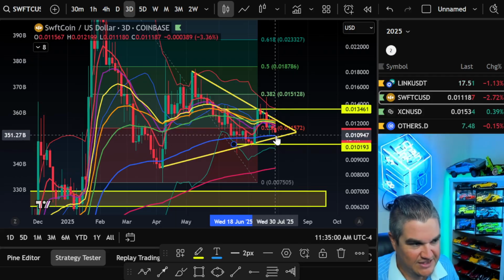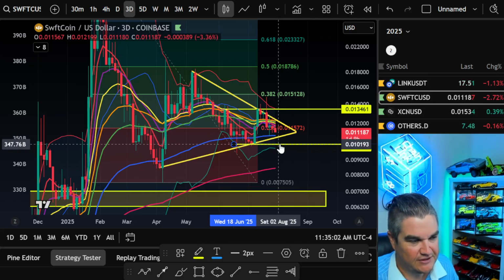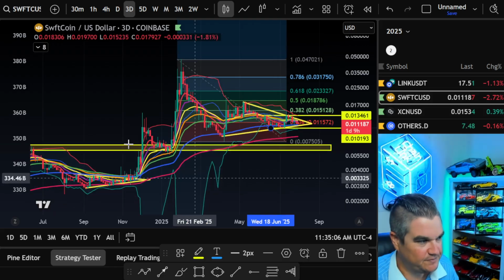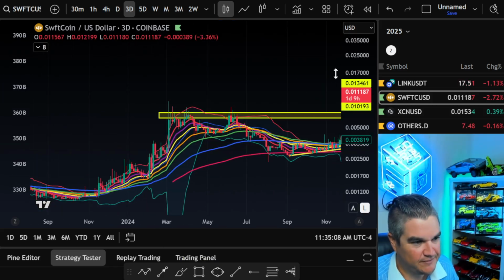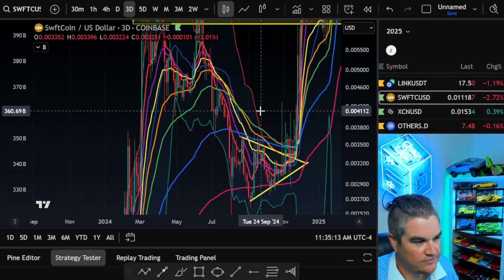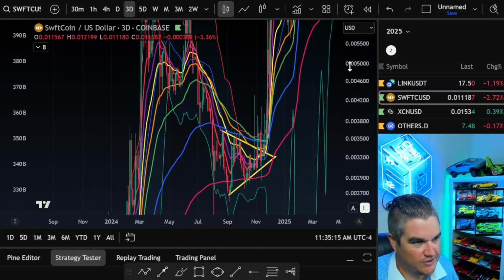But again, I wouldn't be surprised if we see some kind of a little move here. Might not be too bad. Now, if we go look at last time, we see a similar kind of vibe here, where the Bollinger Bands start to pinch, right? Lower on the 3-day, right?